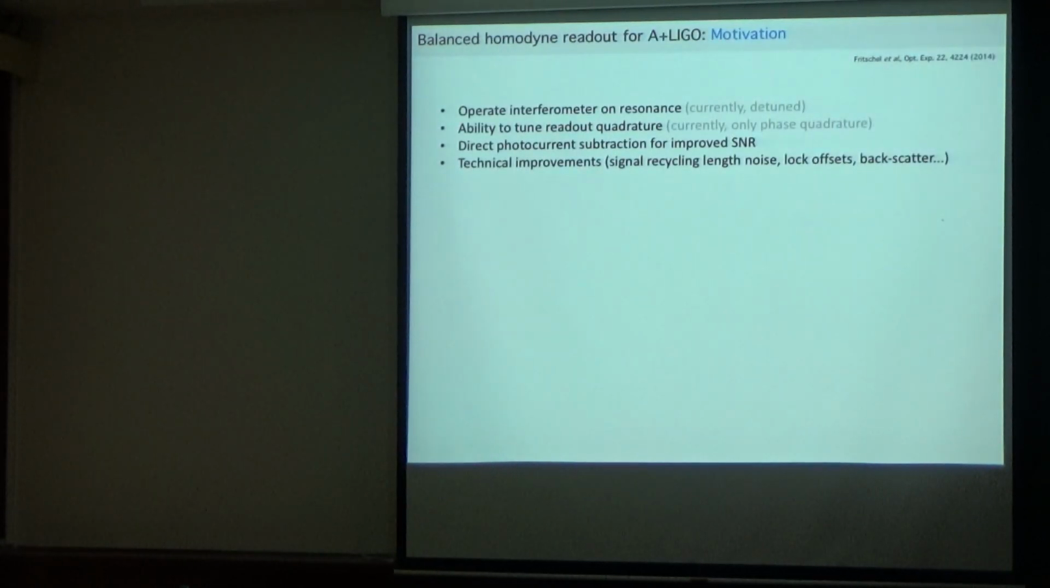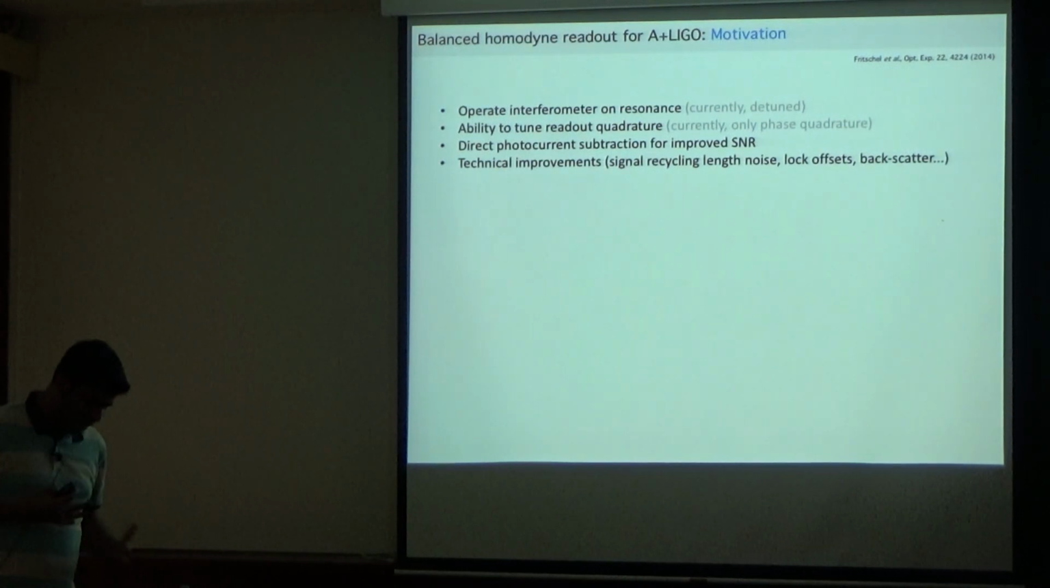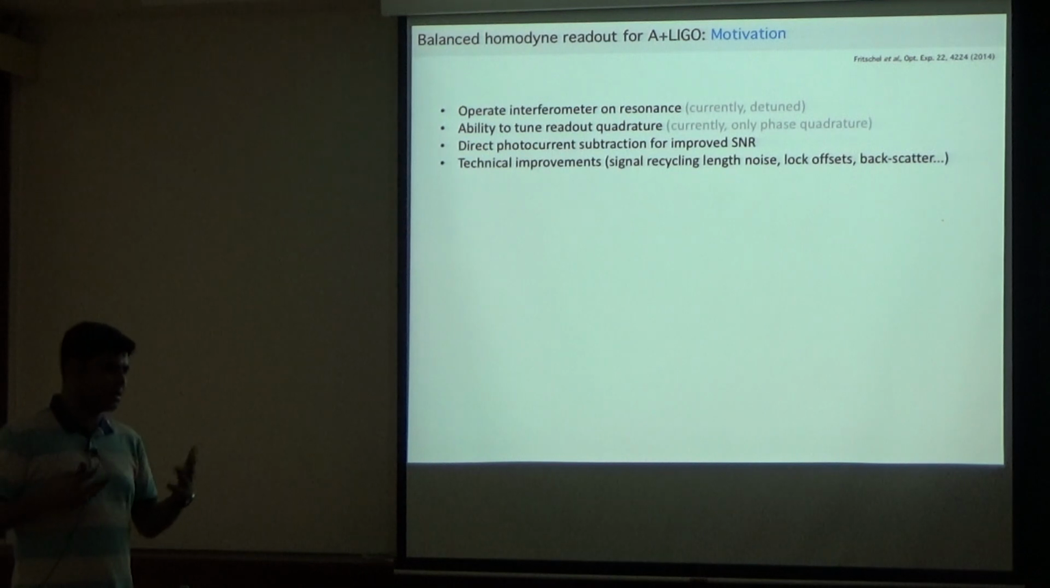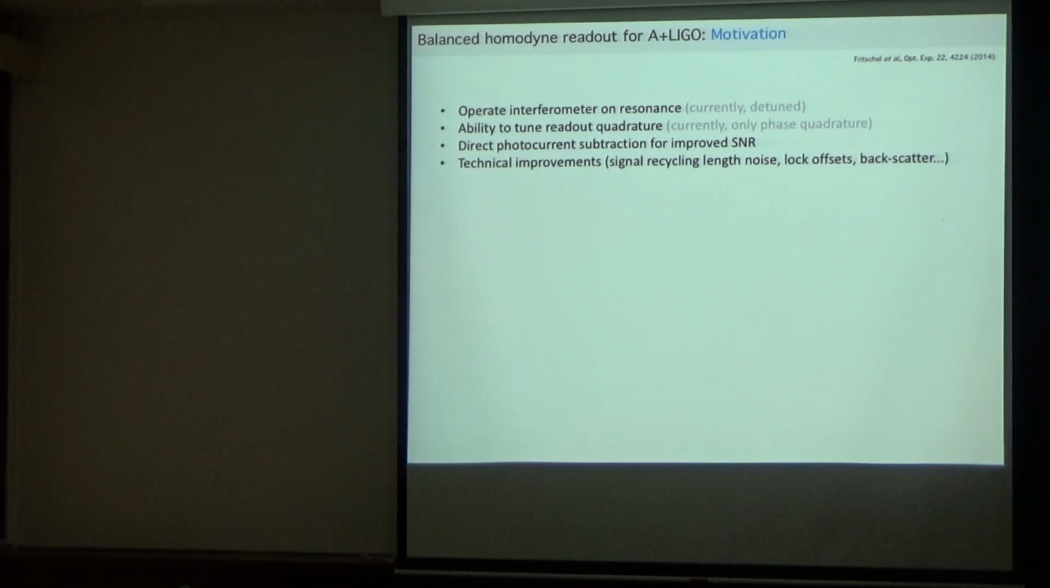The other thing is we want to make a balanced homodyne readout for advanced LIGO's next upgrade called A+. And part of the reason why we want to do this is simply, well, one reason is because the current LIGO interferometer is not actually operated on resonance, which spoils its sensitivity by a small amount. But if you had a balanced homodyne, you can operate on resonance. And the reason why it's not operated on resonance is for a technical reason, which I can get into later. The other reasons are you can actually tune the readout quadrature, so you can harness these intrinsic correlations that exist. And then there are a bunch of technical improvements that you get from having a local oscillator picked up from somewhere else.